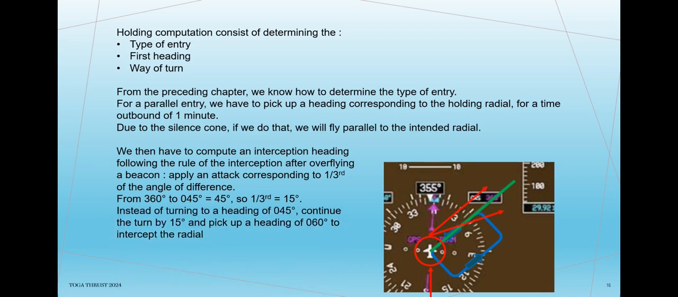Instead of turning to a heading of 045 degrees, continue the turn by 15 degrees and pick up a heading of 060 degrees to intercept the radial. The same applies to the offset entry, to intercept and follow the offset radial.